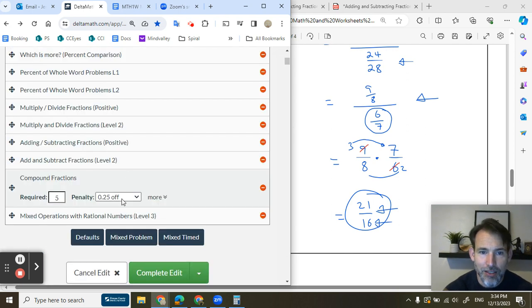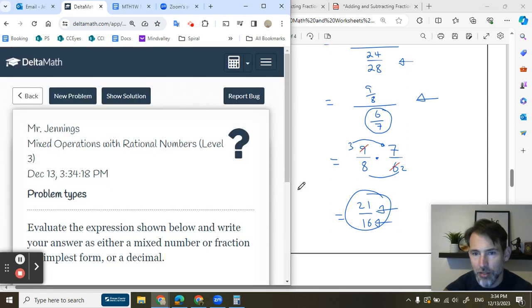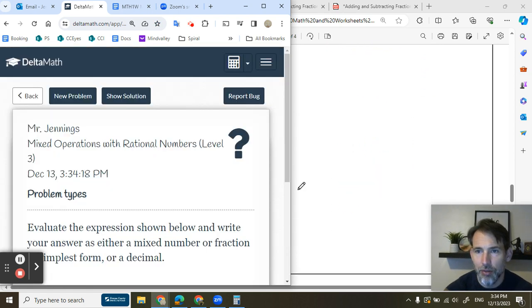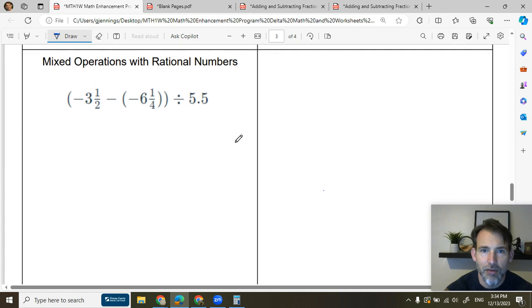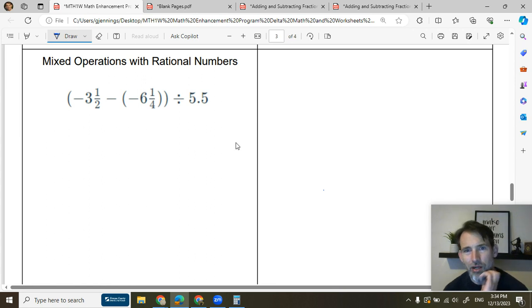Okay. Last skill, mixed operations with rational numbers. Did I pick an example that I wanted to look at over here? I did. Okay, so let's do this. This one is also really tough, but you could do it on a calculator. And if you can do this on a calculator correctly, that's great. Or you can do it longhand. I'm going to show you longhand and then I'll show you calculator.